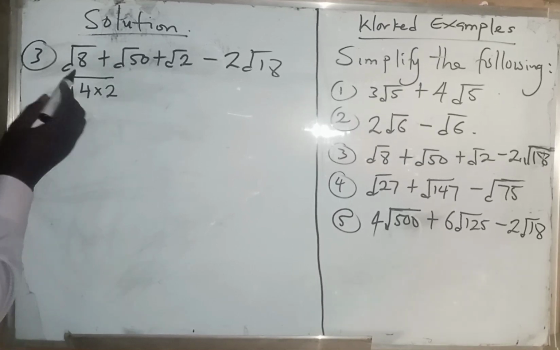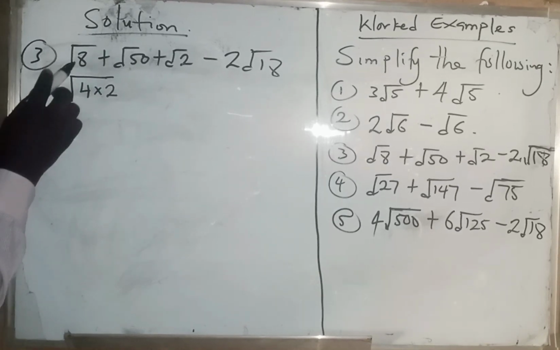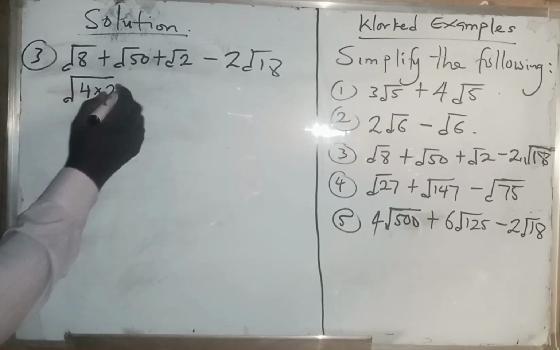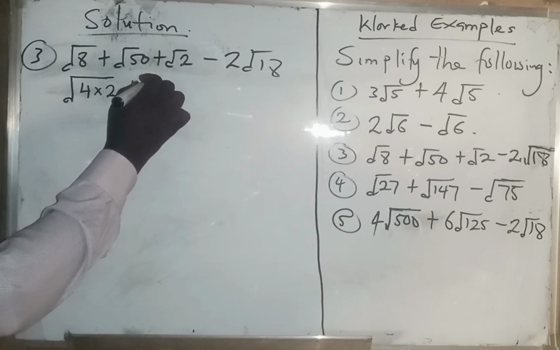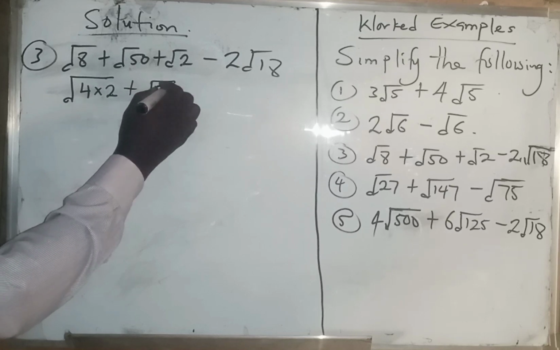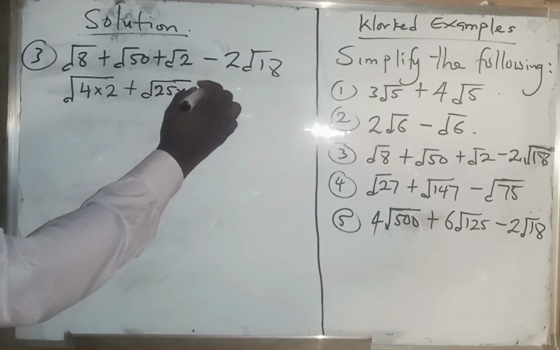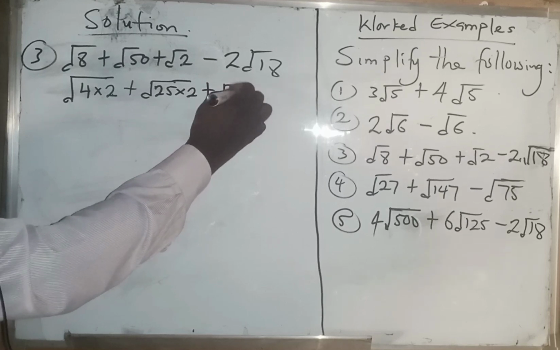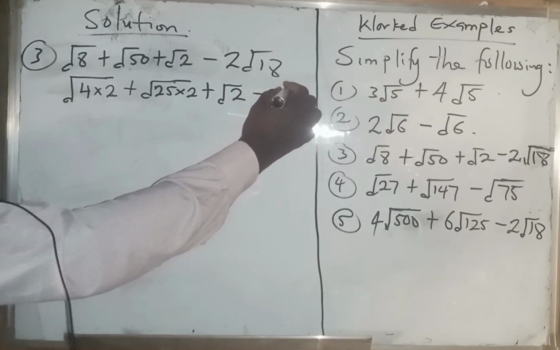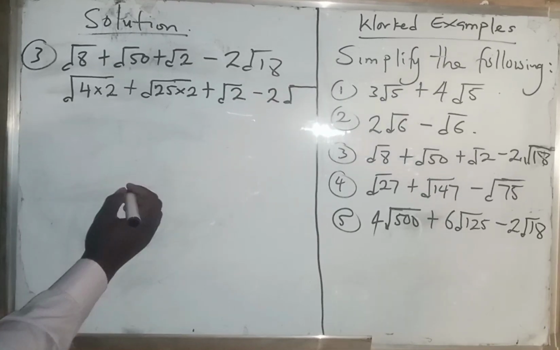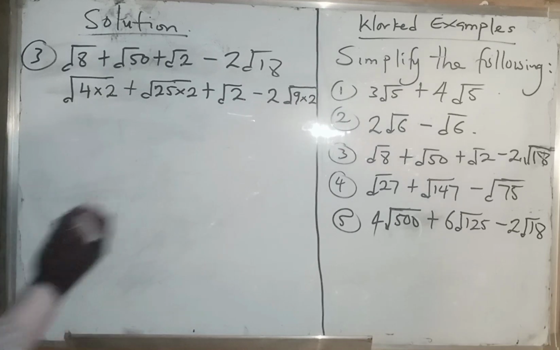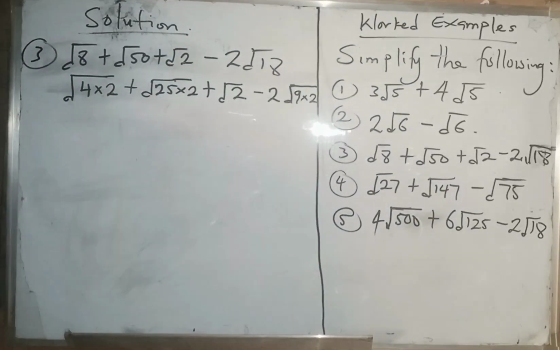When you are simplifying, you have to pick a perfect square that will multiply by a whole number to give us the number in question. And 4 is a perfect square, and 4 times 2 will give us 8. Then plus root 50 can be expressed as 25 is a perfect square, and it's a factor of 50. So I have 25 multiplied by 2, plus root 2 is already in the simplest form, so we just have plus root 2 minus 2 root 18. And to simplify root 18, I multiply 9, which is a perfect square, by 2. And 9 by 2 will give us 18.